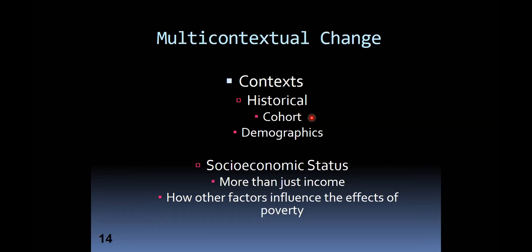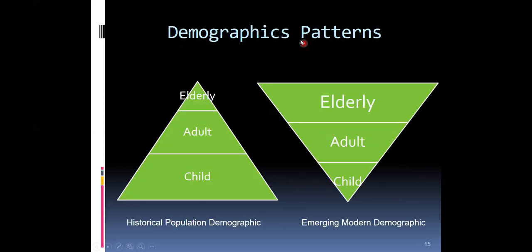Now, historical context also relates closely to demographics, and that is population patterns that may change over time. So let me show you this slide here about demographics. So historically, populations were pyramid shaped, with the largest group being children. And so more children than adults, and also more adults than elderly people.